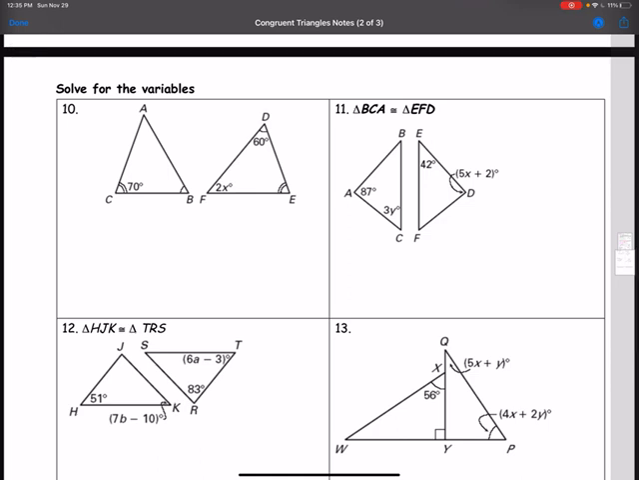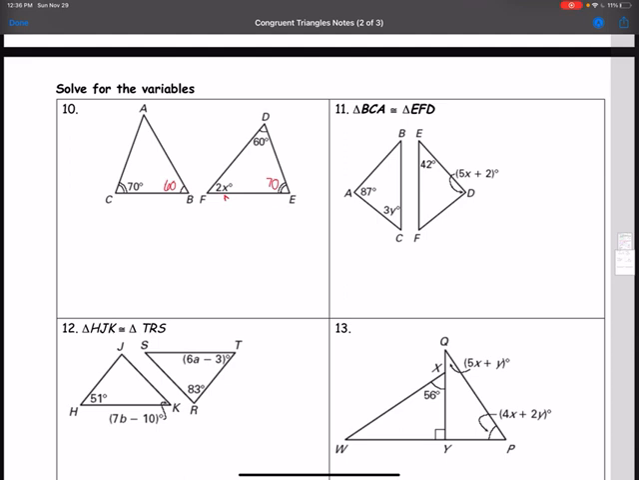So let's look at number 10. It says to solve for the variable. So we're looking for x down here. Let's fill in all the information we know in both triangles. Okay, I see that B has 1 angle marking and so does D, so that means B is also going to be 60 degrees. C has 2 markings and so does E, so that means that this is going to be 70 degrees.